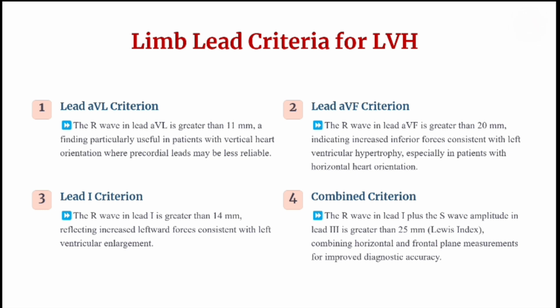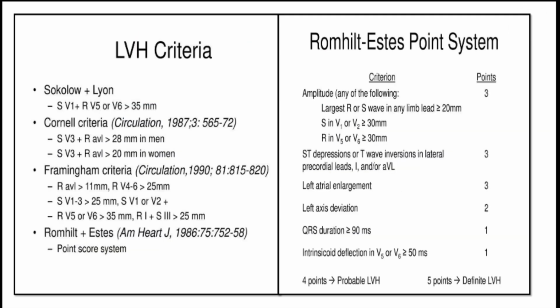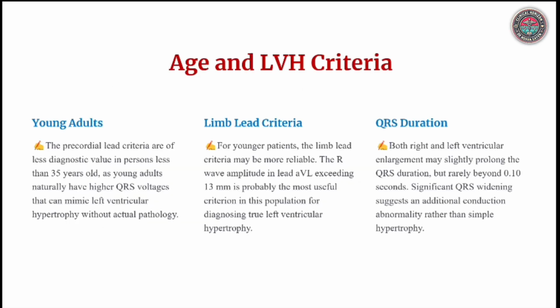Age and left ventricular hypertrophy. ECG criteria for LVH vary with age. In young adults, high QRS voltage is common due to thin chest walls, often mimicking LVH. Limb lead criteria such as R in AVL more than 13 mm are more reliable in this population. QRS duration, while slightly prolonged in hypertrophy, rarely exceeds 0.10 seconds unless conduction abnormalities coexist.